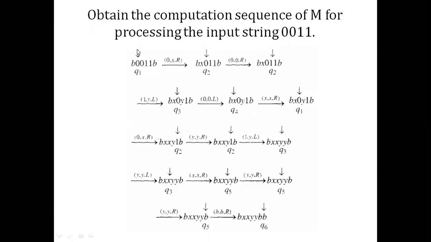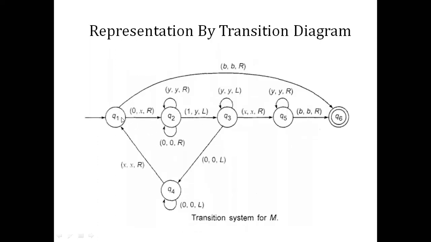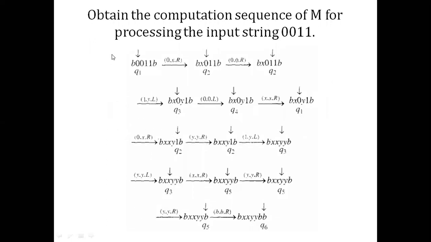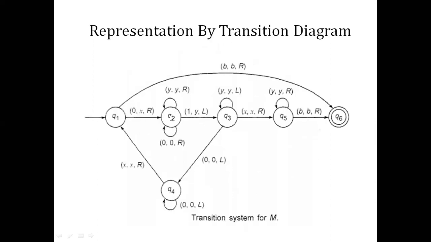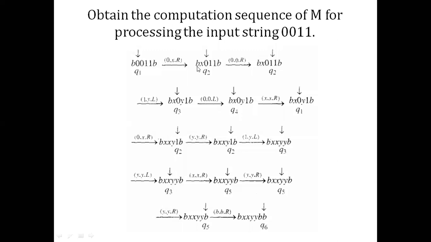So here the machine is in the state Q1, and the current symbol under the tape head is 0. Machine is in Q1, the symbol is 0. What has to be done? Write it with X and move one cell in the right direction. So it will be replaced by X. Here the machine enters into the state Q2, which is shown here, and then the tape head goes to the next cell in the right direction. So now the tape head is pointing on this 0.